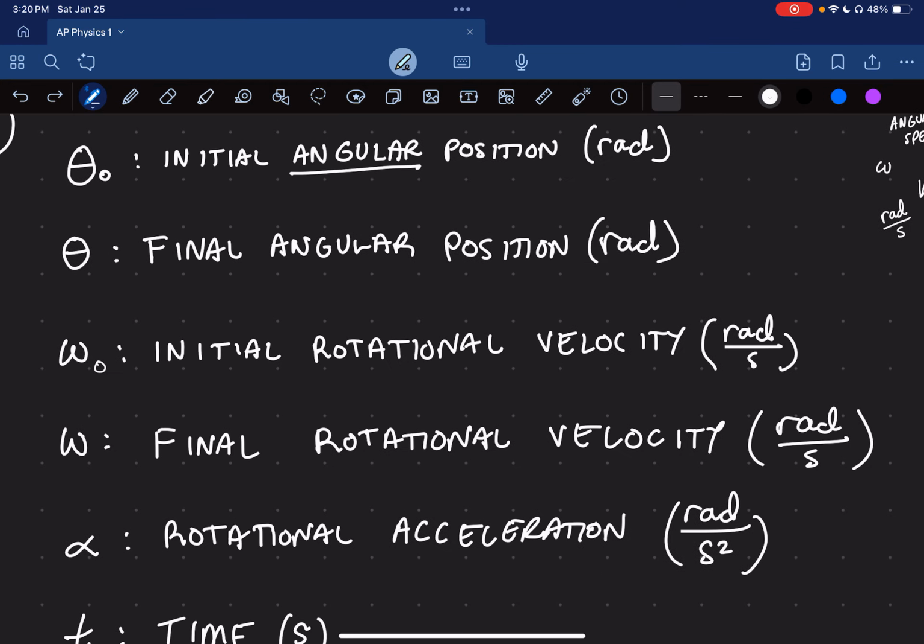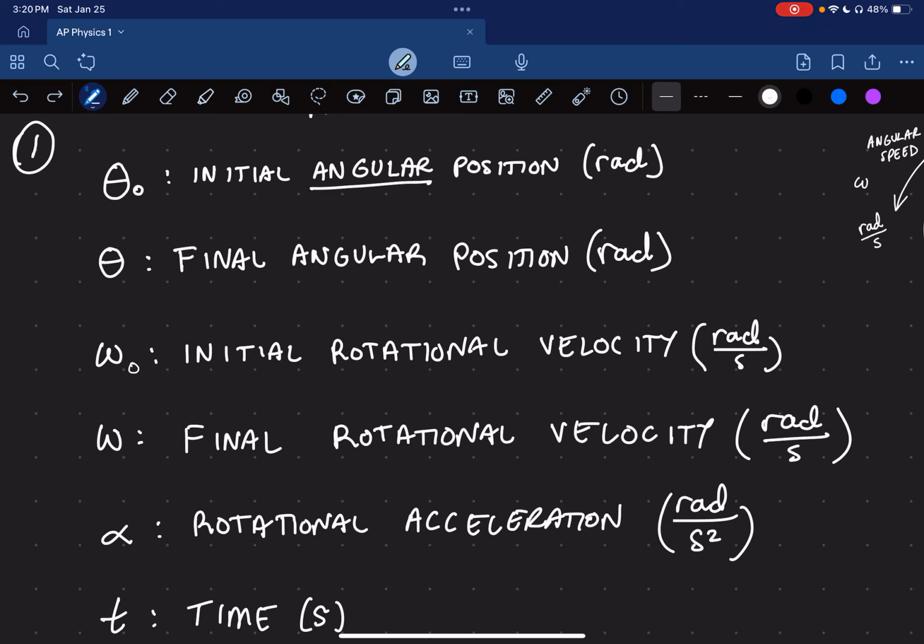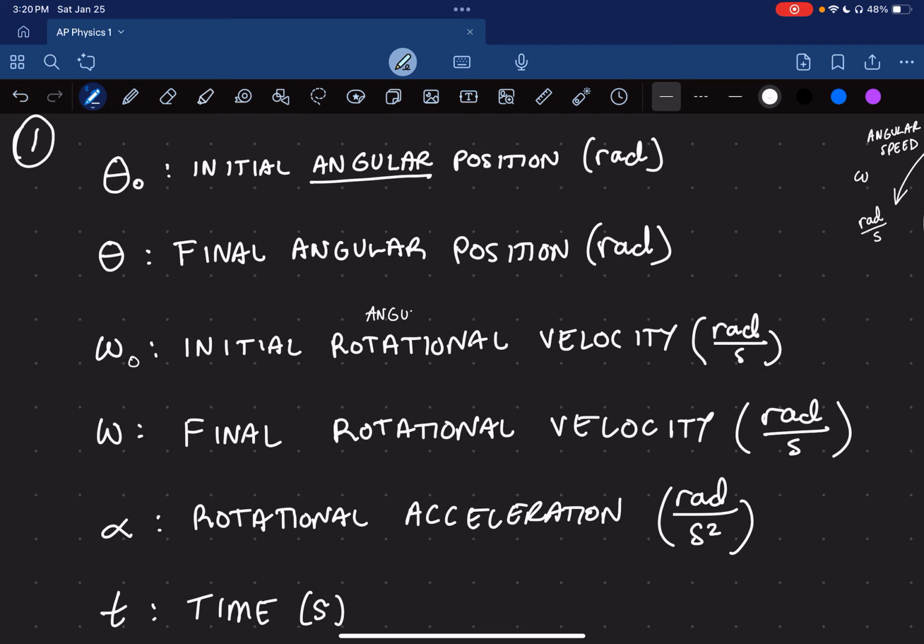So in my example, the initial angular speed was 0, but it's not always 0. It could start at some initial rotational speed. And so we have to get used to that. This is rotational velocity, but you might see angular velocity, or you might see angular or rotational speed. And they all mean the same thing. This is omega naught for the initial, and some angular speed later in time would just be omega. And the units are radians per second for both of those, of course.